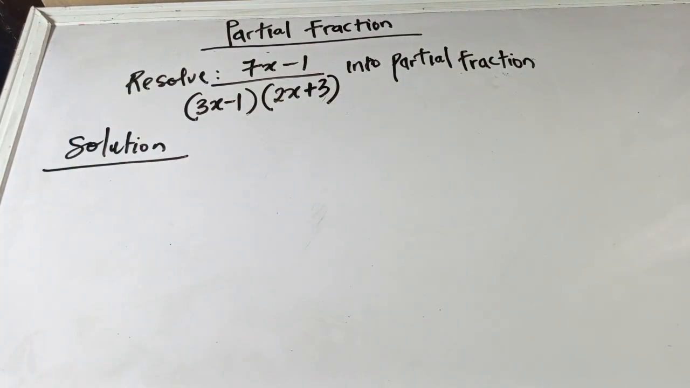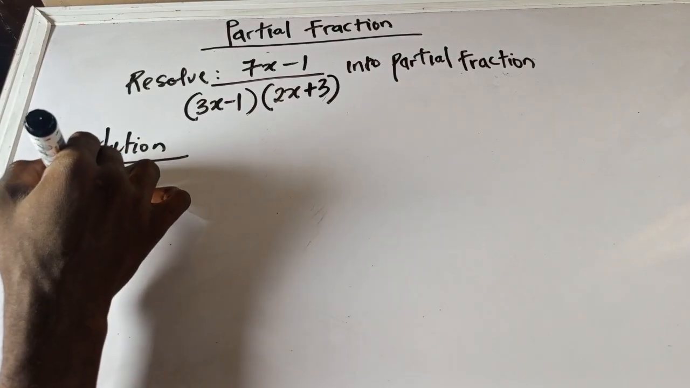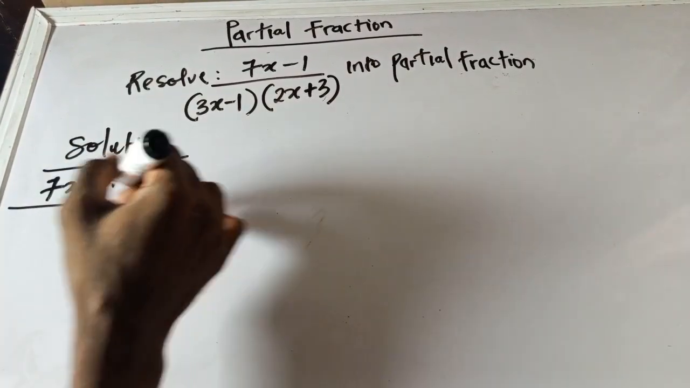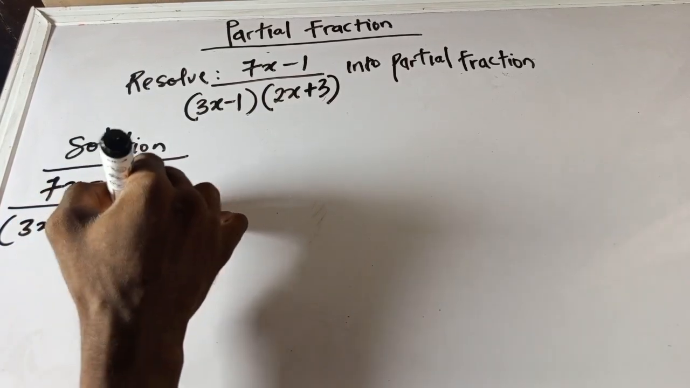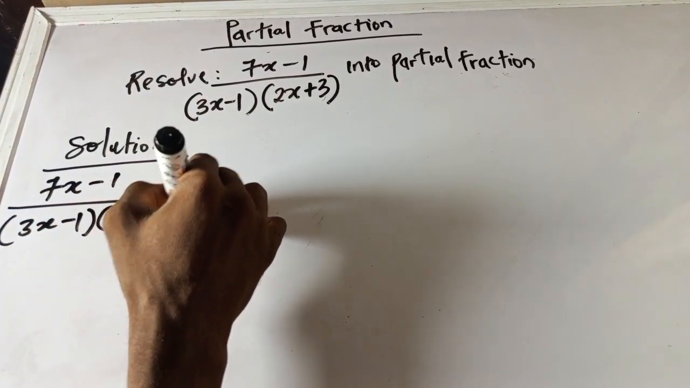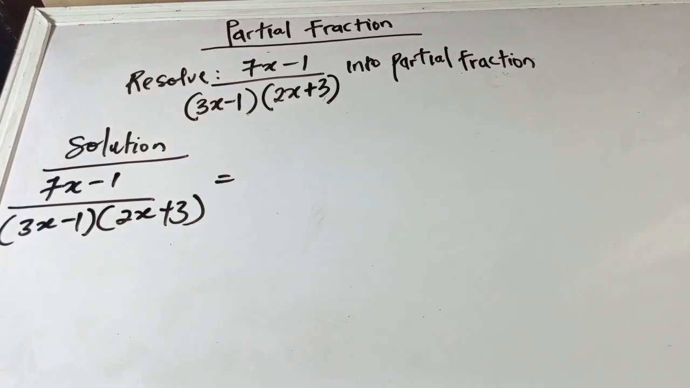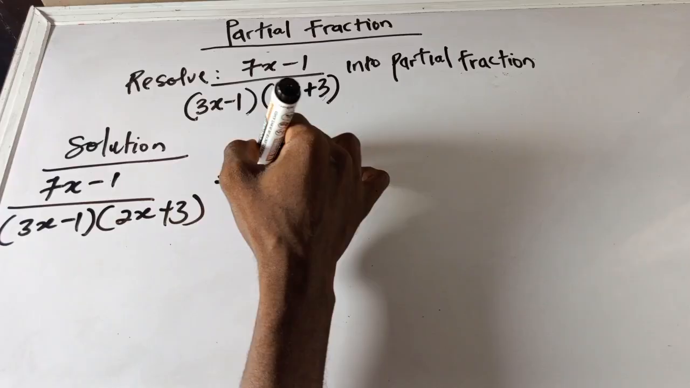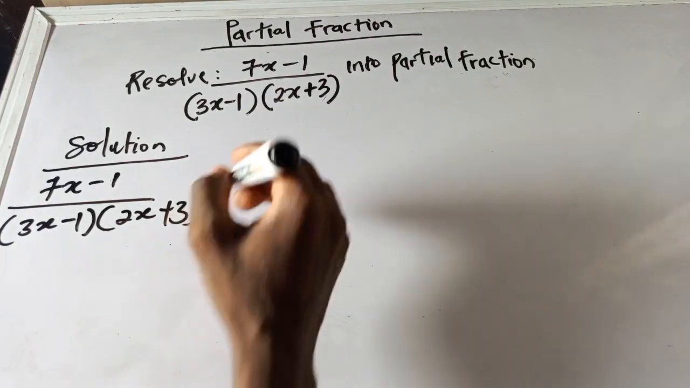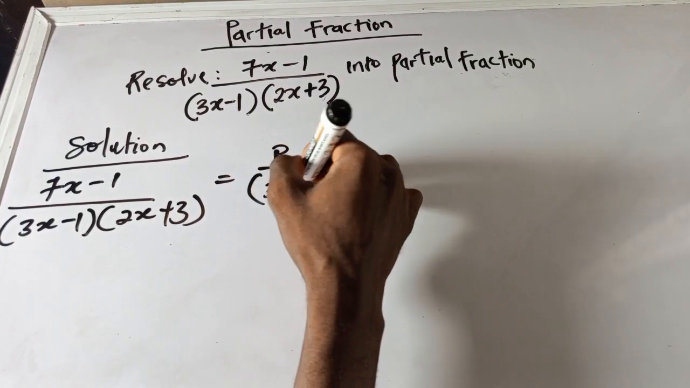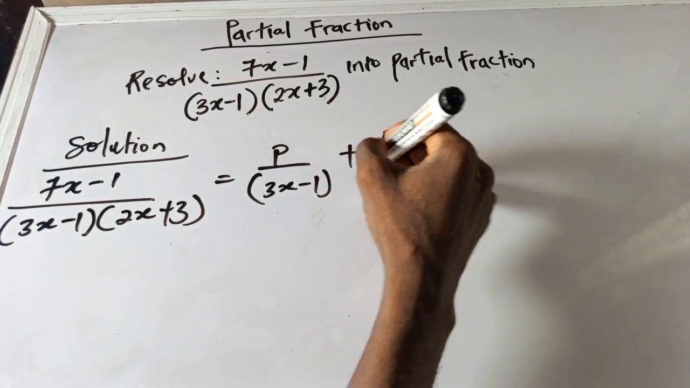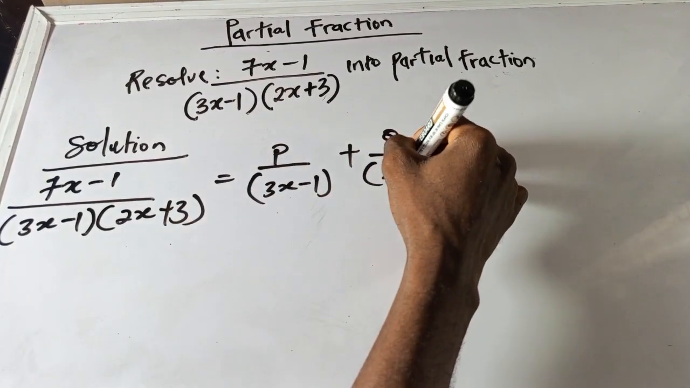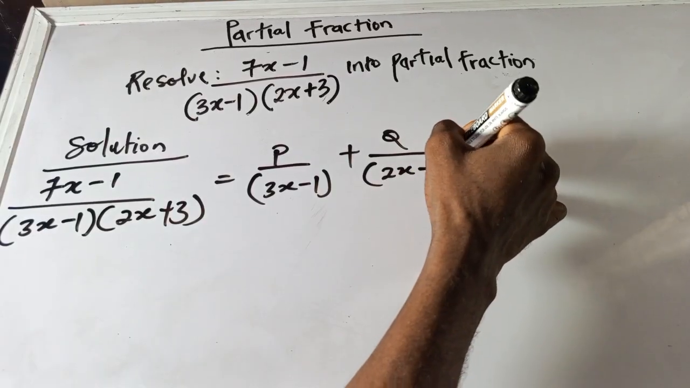Solution. So we have (7x - 1) divided by (3x - 1)(2x + 3). This will be equal to, you can decide to use your regular A and B, but I want to use P and Q. You can decide to use any of the alphabets too. So we have P over (3x - 1) plus Q over (2x + 3).